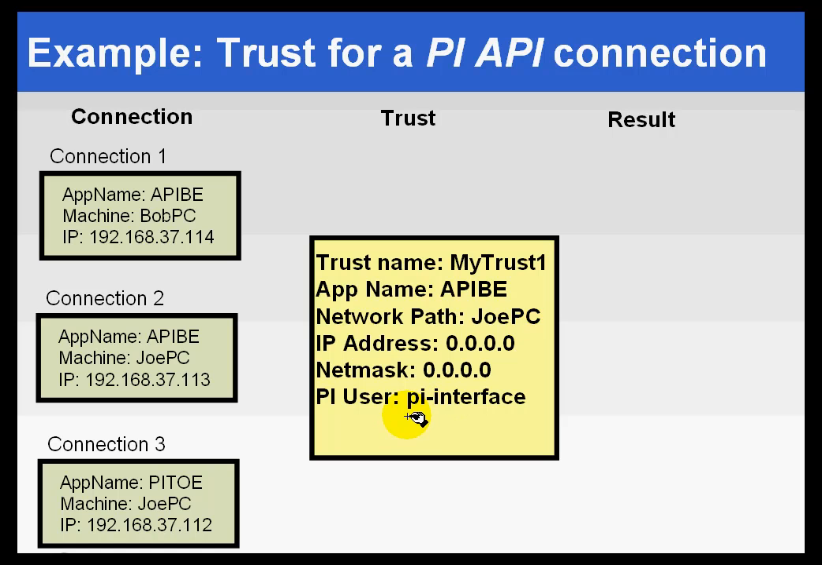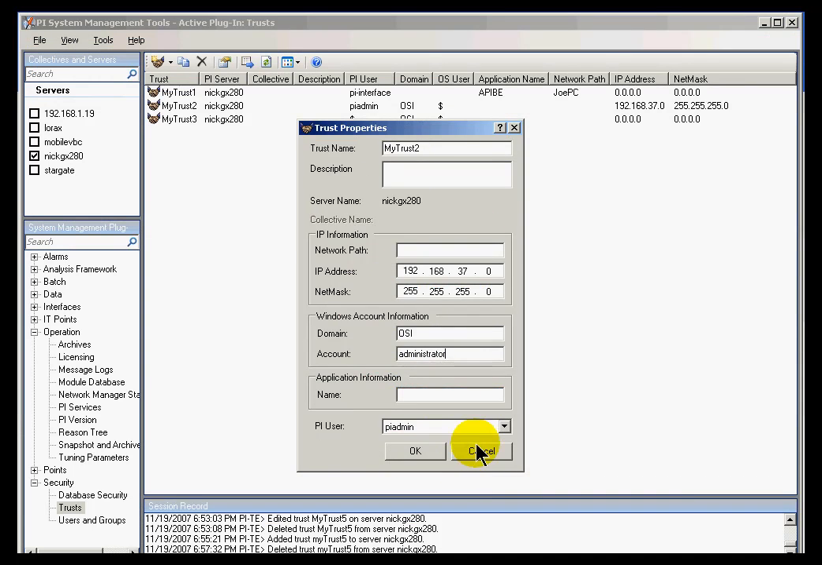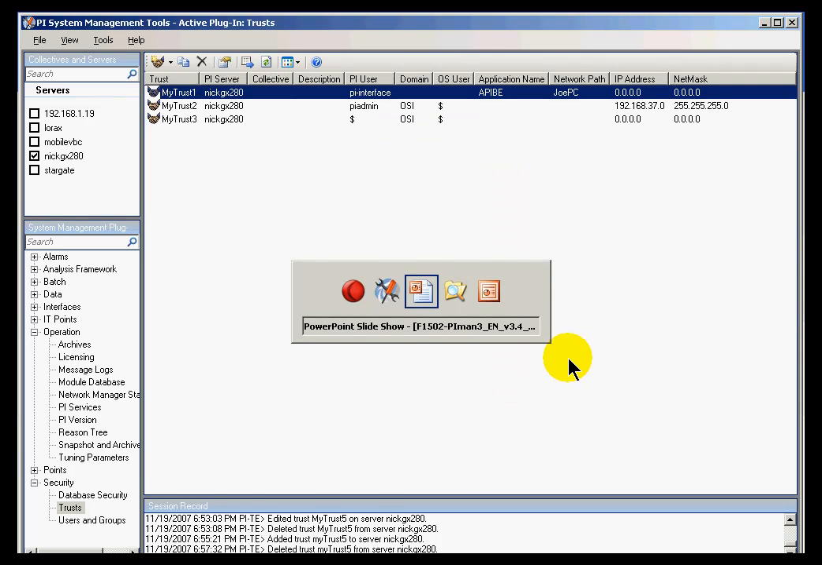And if this incoming client succeeds in mapping one of his connection credentials to those specified here, then we will give him the same credentials as the user called PI interface. And maybe it's belaboring the obvious again, but if we take a look, this is what that trust would look like here. The network path is JoePC, the application name is API BE, and the PI user is PI interface. And we have omitted these other things, so it does not matter what IP address he comes in on.